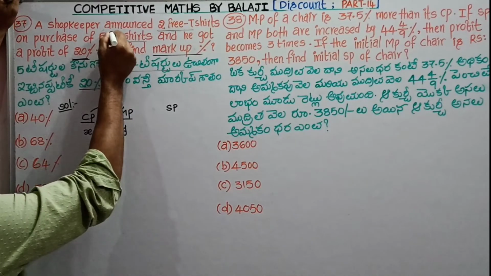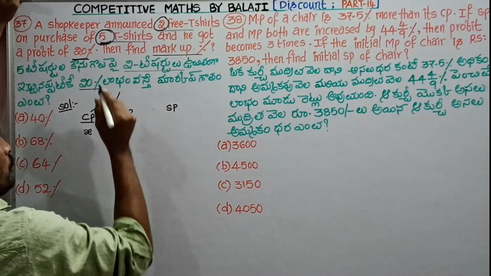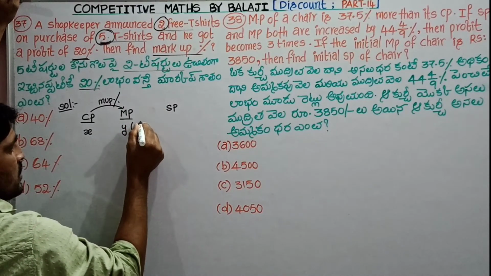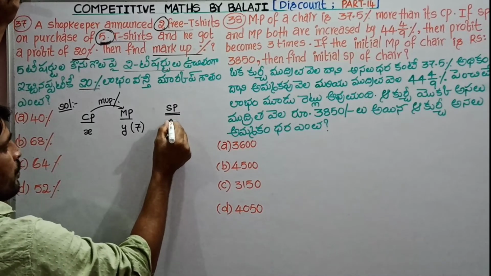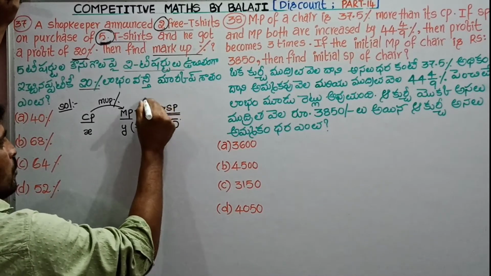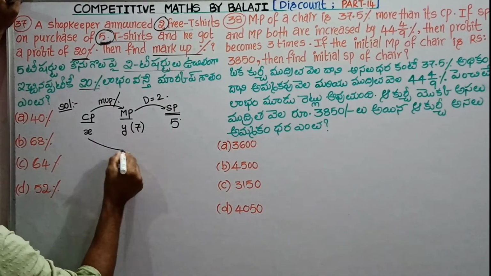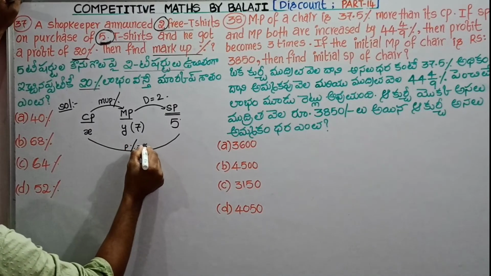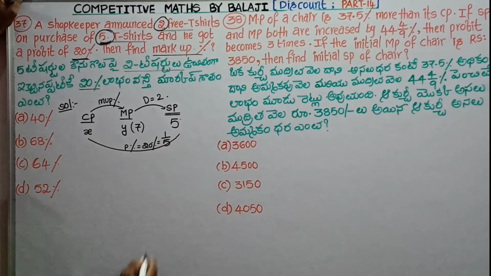Also, on a purchase of 5 t-shirts, 2 t-shirts are free. So on 7 t-shirts, the market price is for 7 t-shirts, while the selling price is only for 5 t-shirts. So the discount is 2 t-shirts. The net effective ratio of cost price to selling price is the profit percentage, which is given as 20%. The 20% fraction value is 1 by 5.